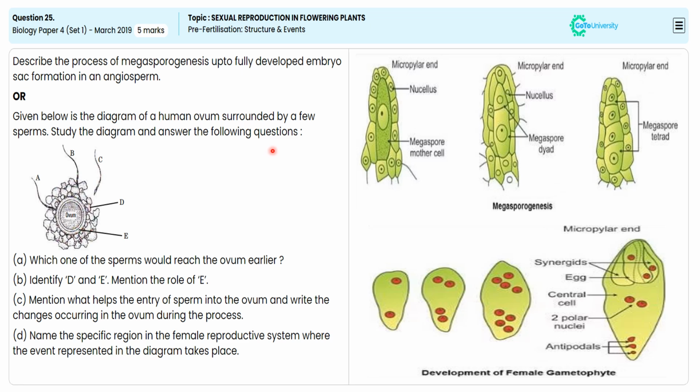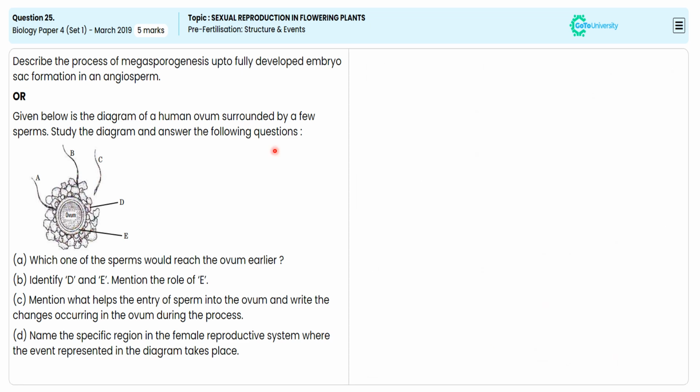In the second optional sub question, they are directing us to understand the diagram of the human ovum surrounded by a few sperm, and they are insisting us to give the answer for the given sub questions. In the first sub question, they are directing us to specify in which way the sperm is penetrating into the egg. Among all the sperm, we need to specify which sperm entered first. For this, we need to specify that A is entering first. For this specification, we are getting 1 mark.